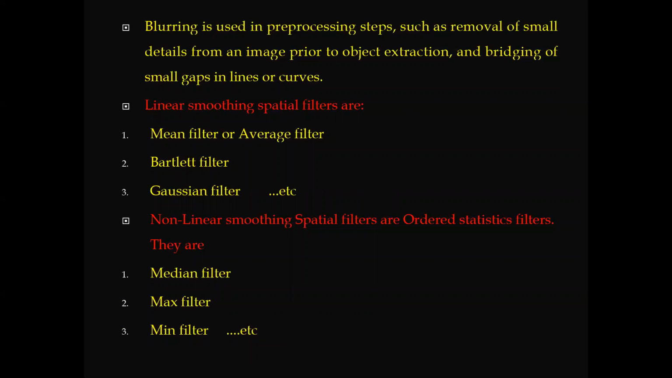Here is a classification of linear smoothing spatial filters and non-linear smoothing spatial filters. The linear smoothing spatial filters are the mean or average filter, Bartlett filter, and Gaussian filter. The non-linear smoothing filters are the median filter, maximum filter, and minimum filter.